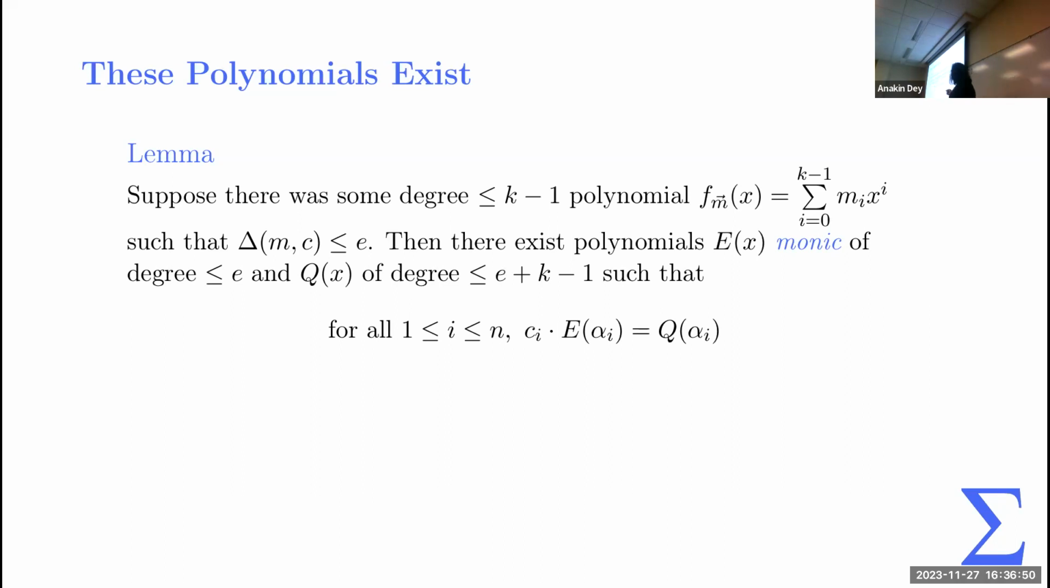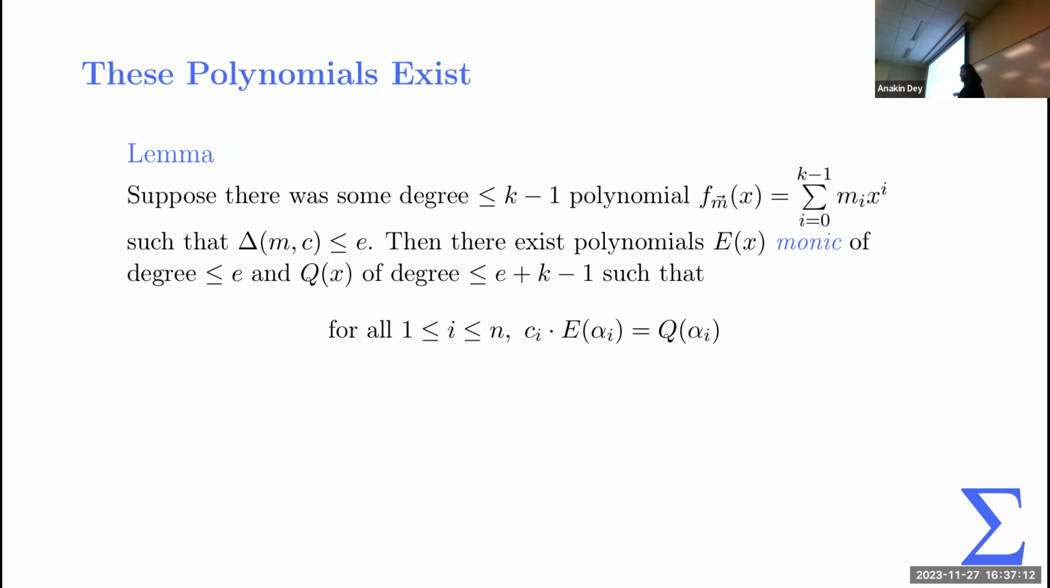That should be the encoding event, right? So let's say this is our original message polynomial. Suppose there was some original message polynomial where the distance between the encoding of that polynomial and C, our original code word, the errors weren't too big. There were less than or equal to E errors. Then these polynomials E and Q exist.